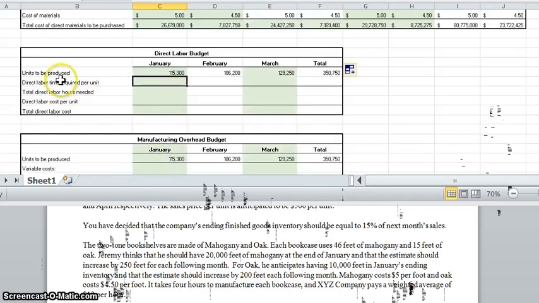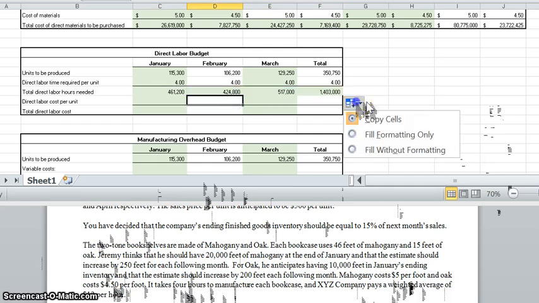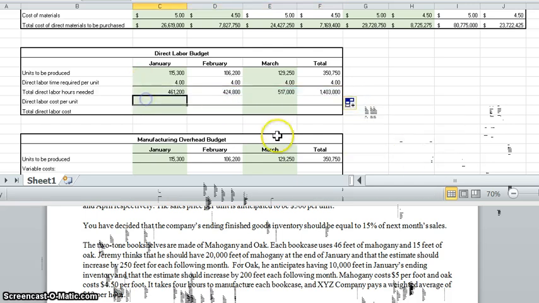Now, the direct labor time required per unit, it says here that it takes 4 hours to produce one bookcase. So let's multiply the units that we plan to produce by the number of hours it takes for each one. There you go. That looks right.